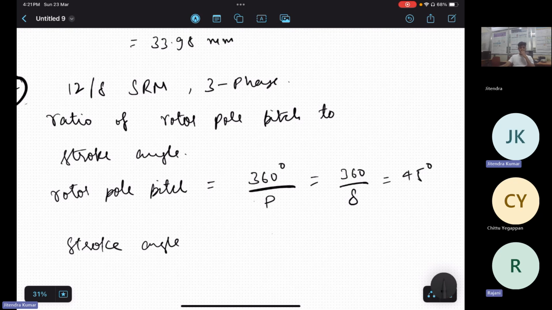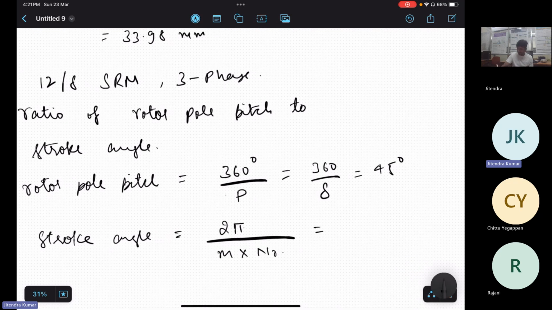Sir, stroke angle is 2 pi by number of phases into number of rotor poles. Exactly. So 2 pi divided by number of phases into number of rotor poles. Basically, it is defined as the angle by which the rotor moves in one electrical cycle in one phase, when one phase is being supplied from the stator. So basically, in one pole pitch, right?